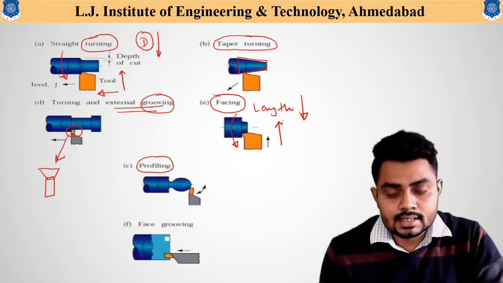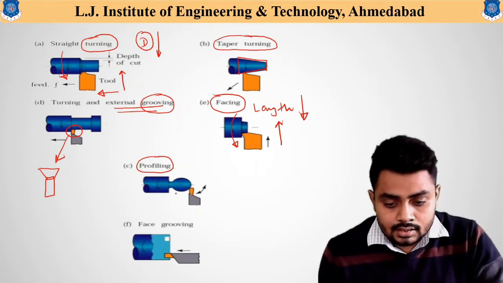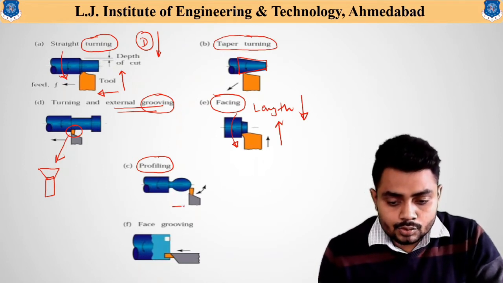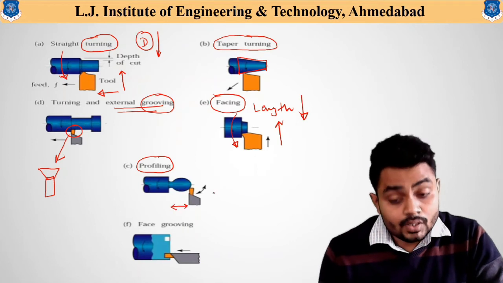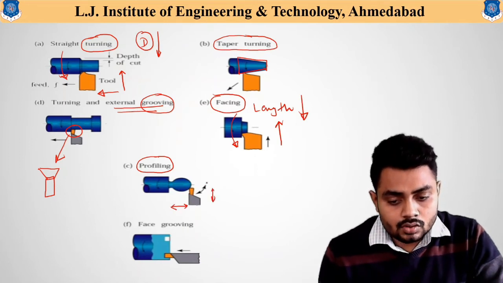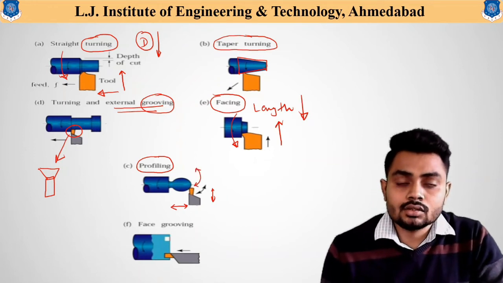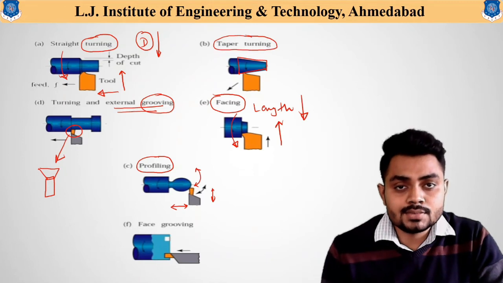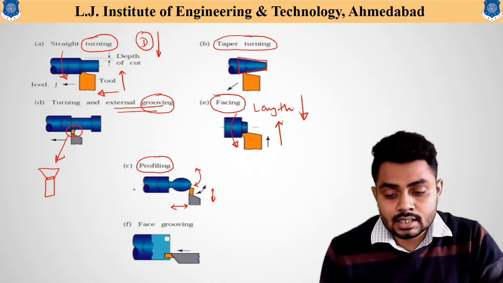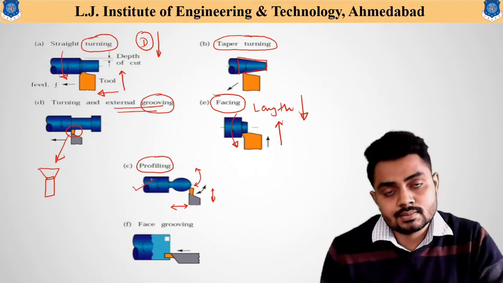As you can see in this figure, the tool needs to be moved in the longitudinal direction, in the perpendicular direction, and it also needs to be given a movement in the angular direction. So the combination of all these three movements helps us to generate the profile on the component, as you can see on this particular workpiece.